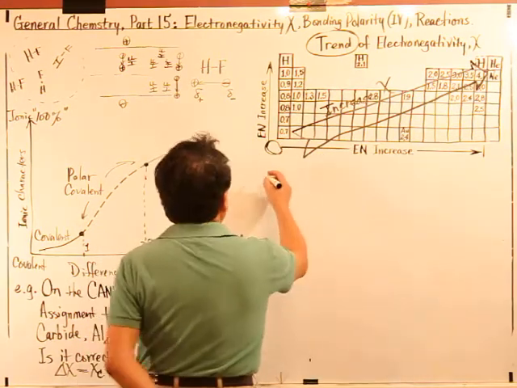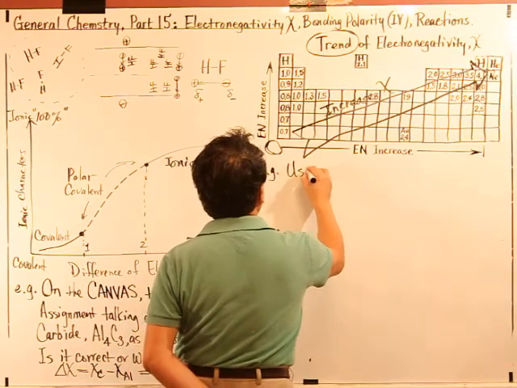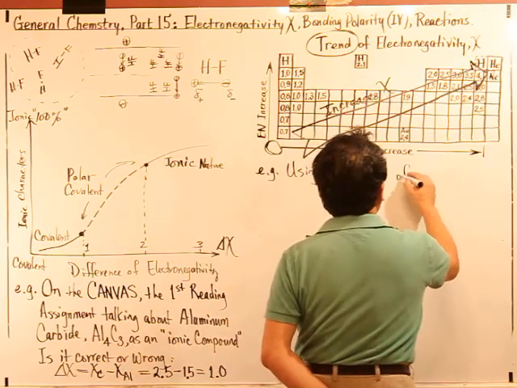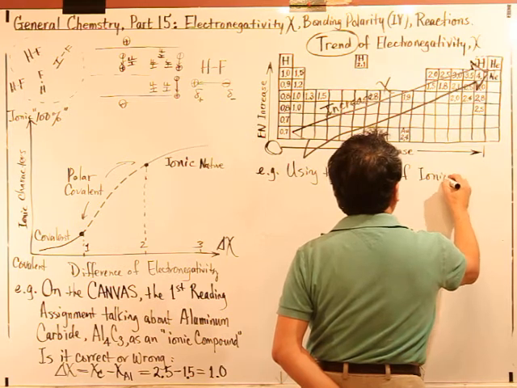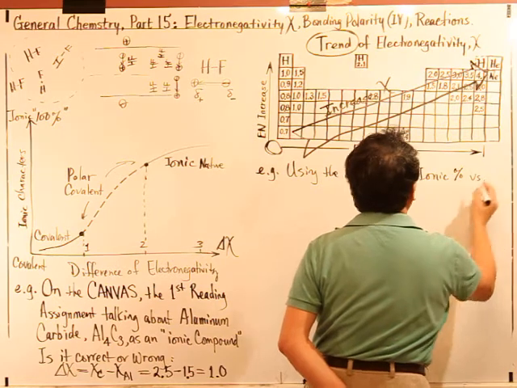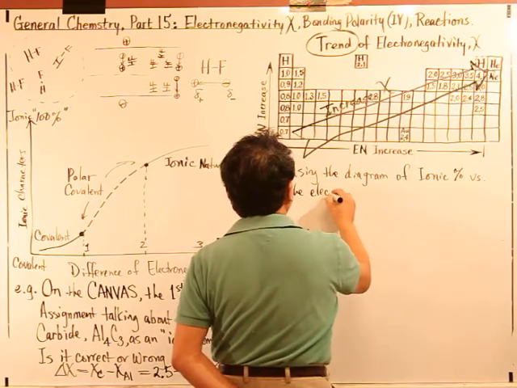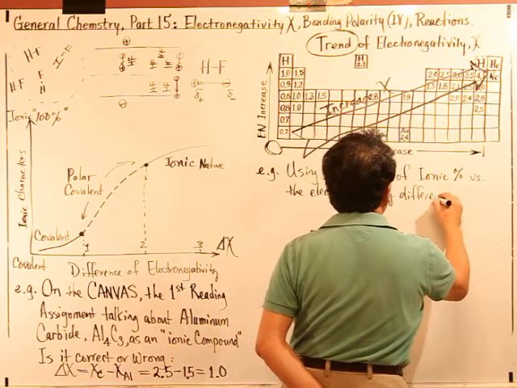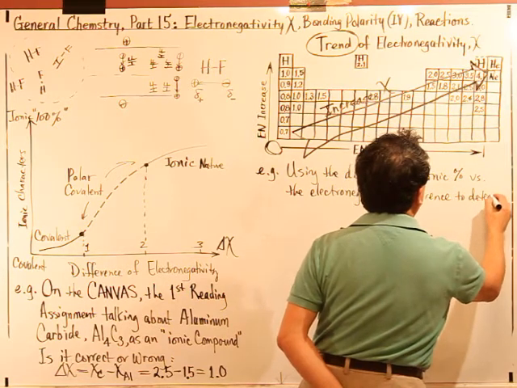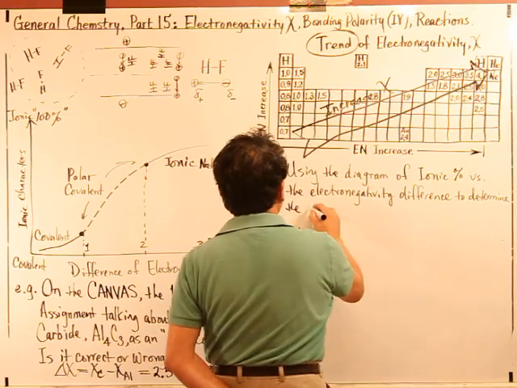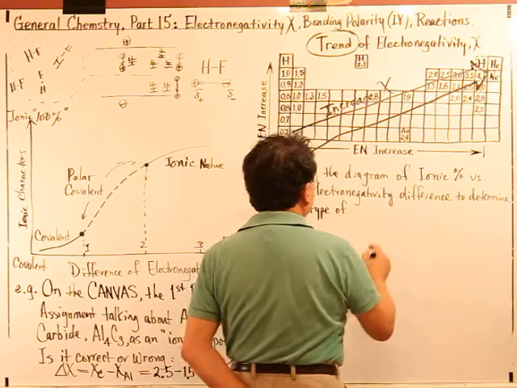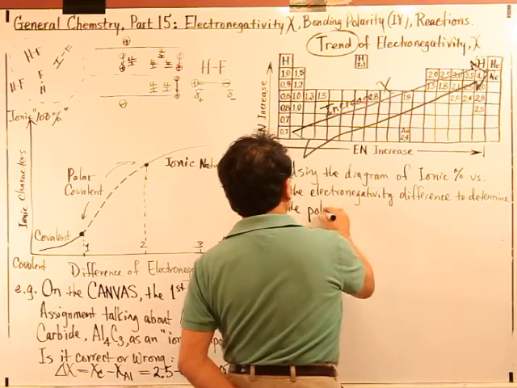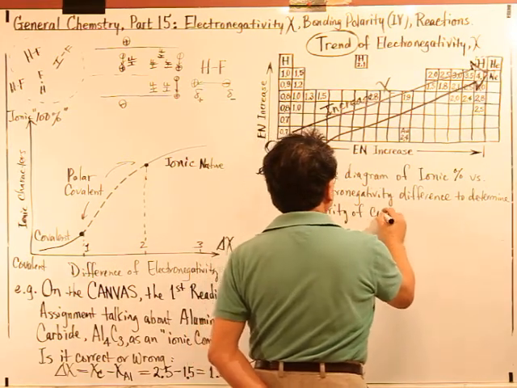Now, let's do 1 or 2 examples, using the diagram on the left of ionic percentage versus the electronegativity difference to determine the polarity of a compound.